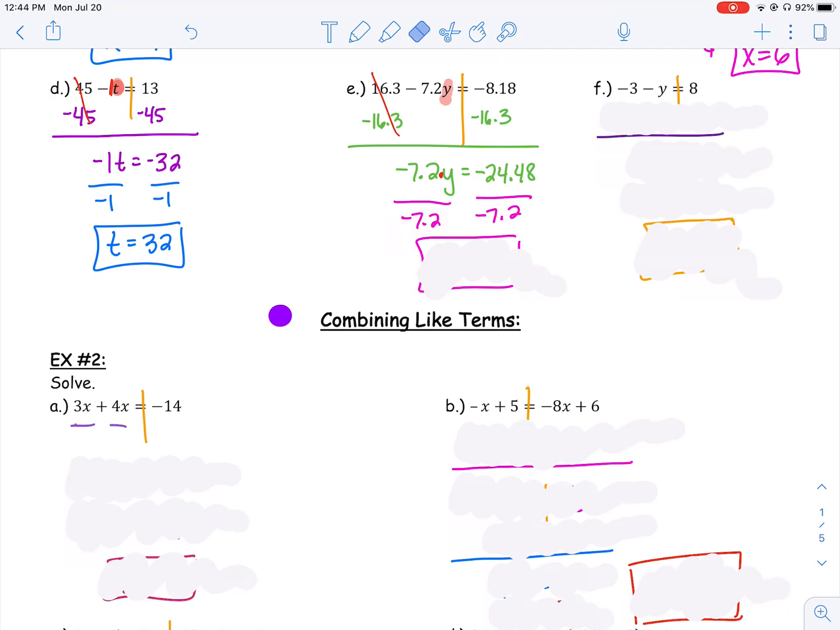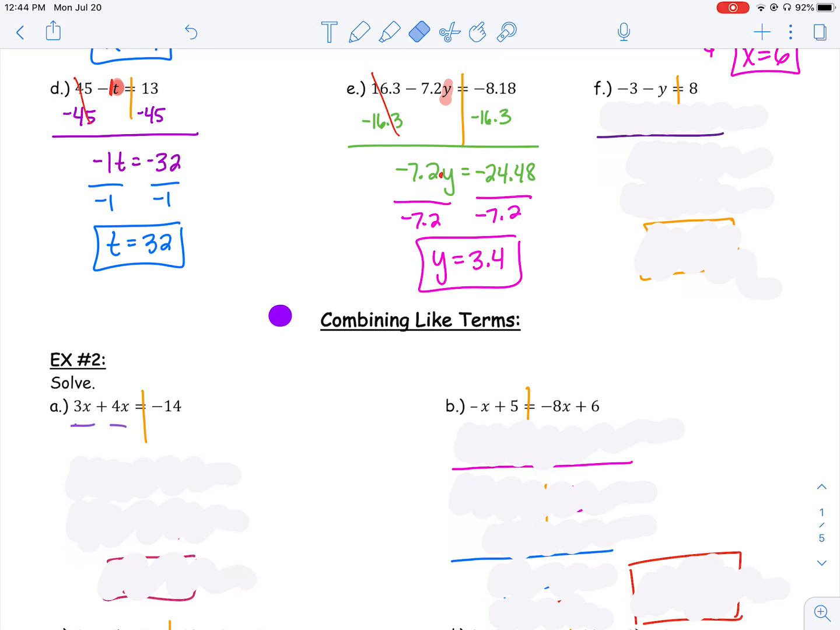Negative 7.2 divided by negative 7.2 is positive 1. And then I'm going to take negative 24.48 and divide it by negative 7.2. I get a positive 3.4. I got y equals 3.4. All right, one more. Look at F.